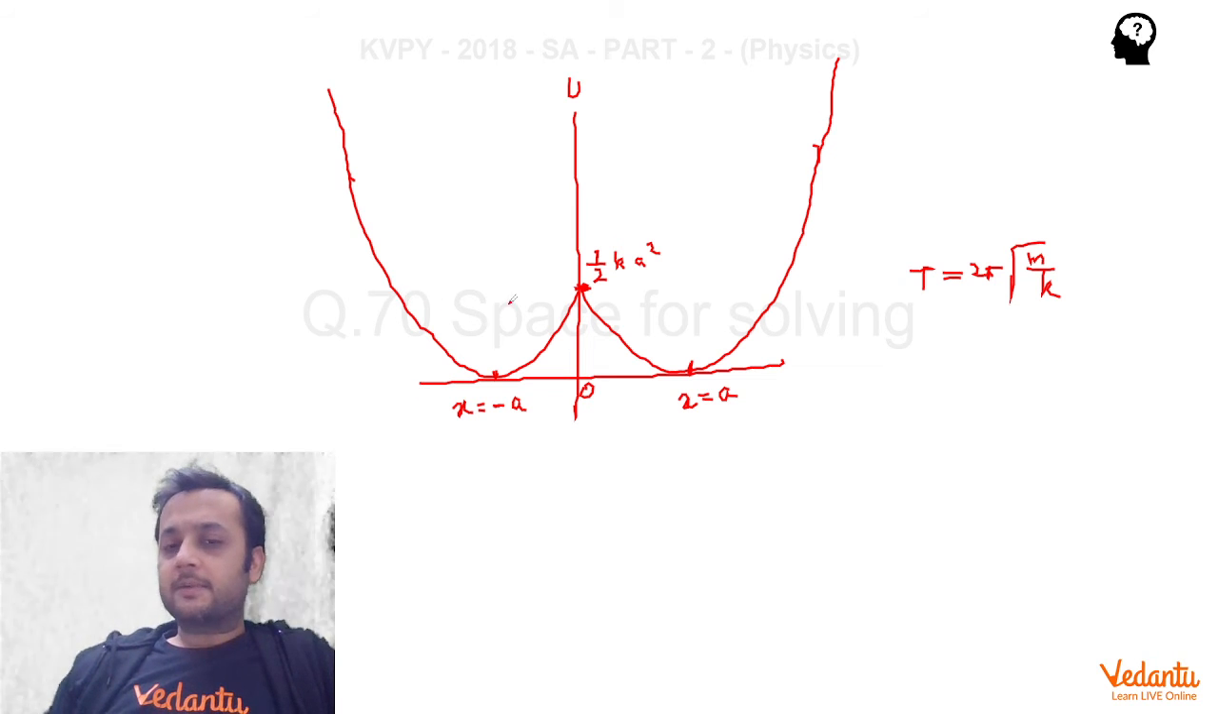The moment energy becomes half k square, the particle will be oscillating like this. So time period will still be 2 pi root of m by k. But the moment you increase the energy slightly greater than half k square, then you see what happens.